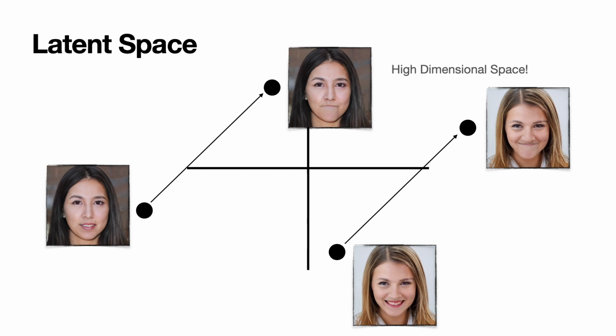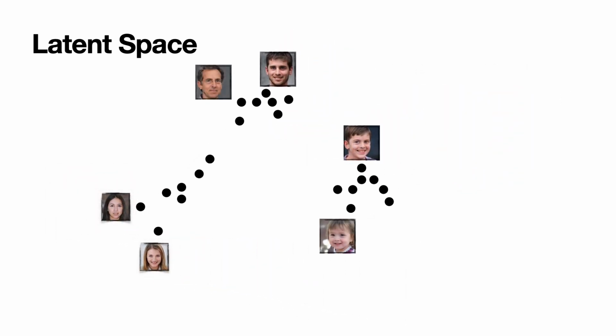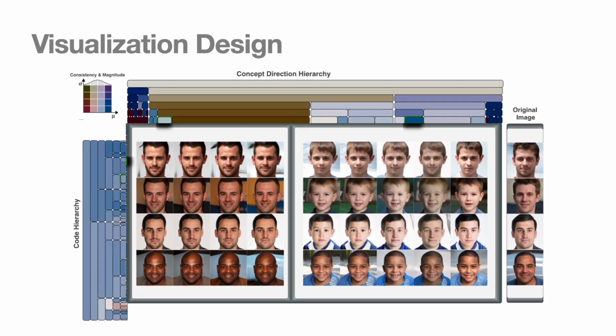The problem is that we cannot really know a priori if any of these computed directions will behave the way we expect them to behave. Therefore, we've designed a visualization that lets users interactively explore these manipulations and codes regardless of the model, domain, or the number of such manipulations. We will now explain our visualization design.